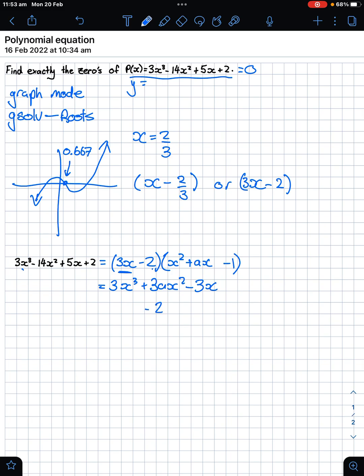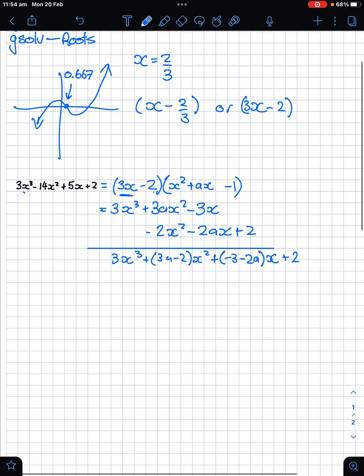So here, we now expand this equation out, so we get 3x cubed plus 3ax squared minus 3x minus 2x squared minus 2ax plus 2. I'm just going to add these up so I can equate them. So I've got 3x cubed, and then plus 3a minus 2 x squared. Then my next one, plus negative 3, just checking that's right, negative 3 take 2a x, and then plus 2 here.